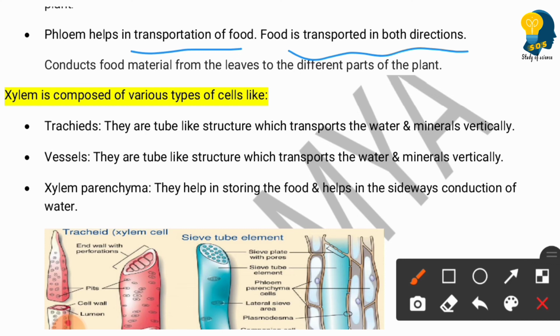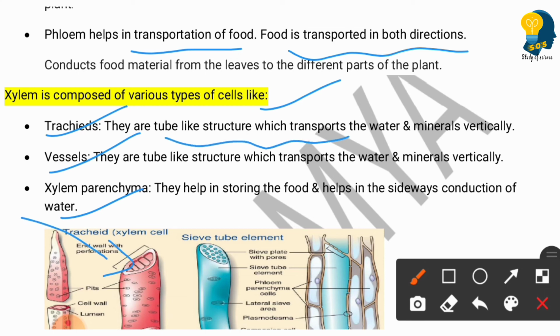Clear? So xylem is composed of various cells. The various cells of xylem, as we have discussed by looking at the tissues, are the tracheids, vessels and xylem parenchyma. So what is the function of tracheids? Tracheids are tube-like structures. If you observe this, they look like tubes, correct? They help in transporting water as well as minerals vertically.